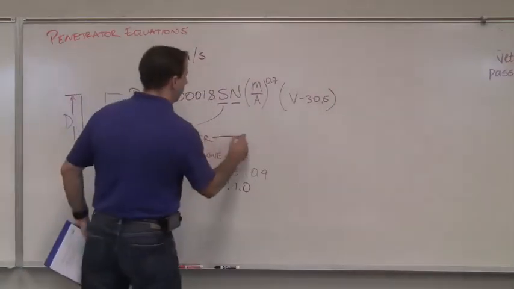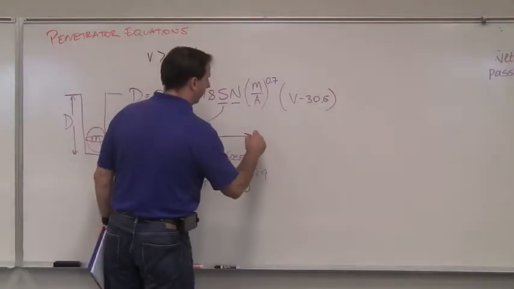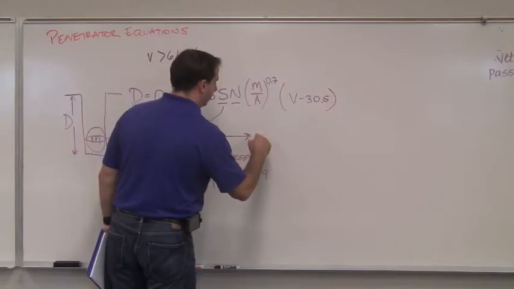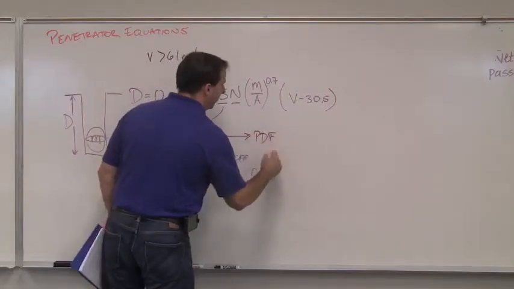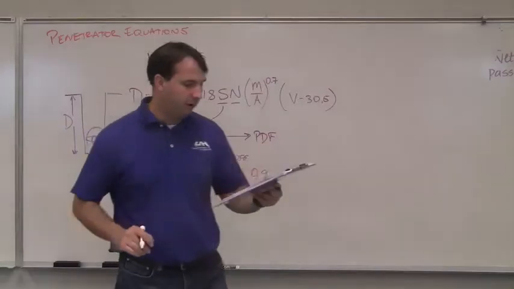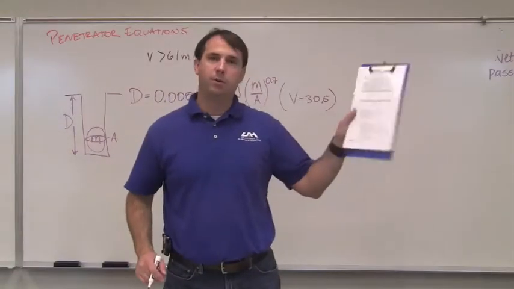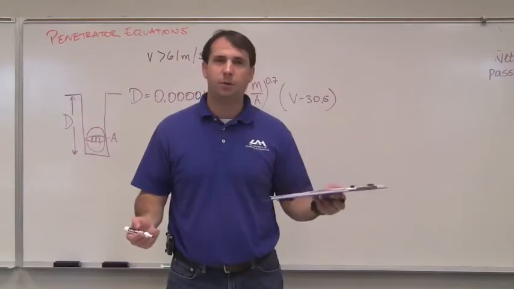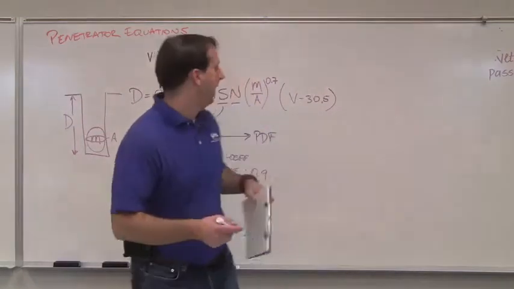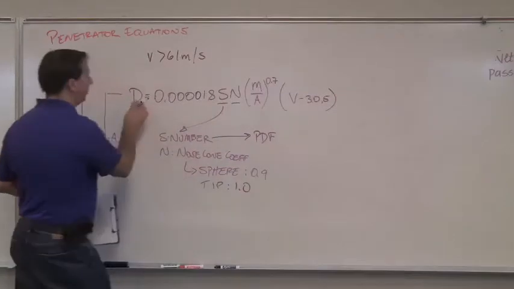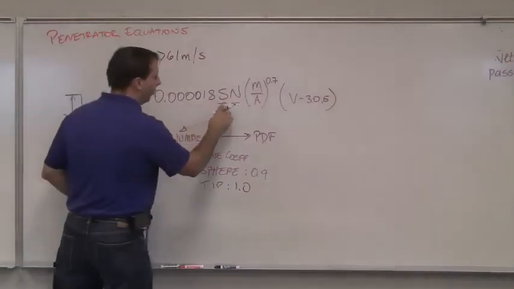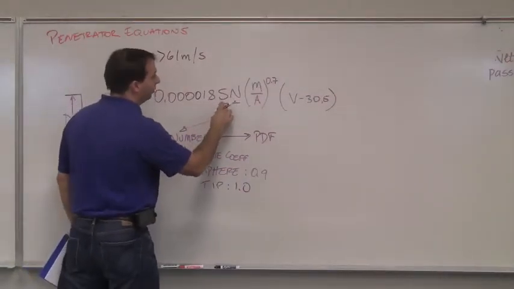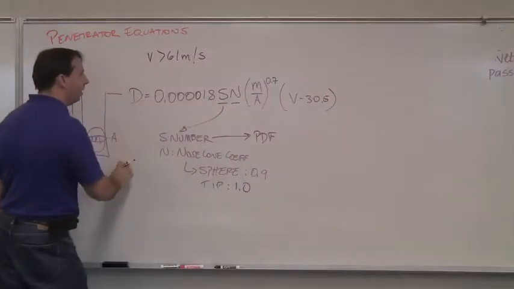Now, the S number is something you're going to have to look up. Look it up in the PDF that's on the Inspires website. I don't have the S number for everything, so I have some S numbers on this sheet of paper. For dense, dry cement or sand, S numbers are between 2 and 4. As the S number increases, your depth increases. The higher the penetrability, the deeper you can go into it.